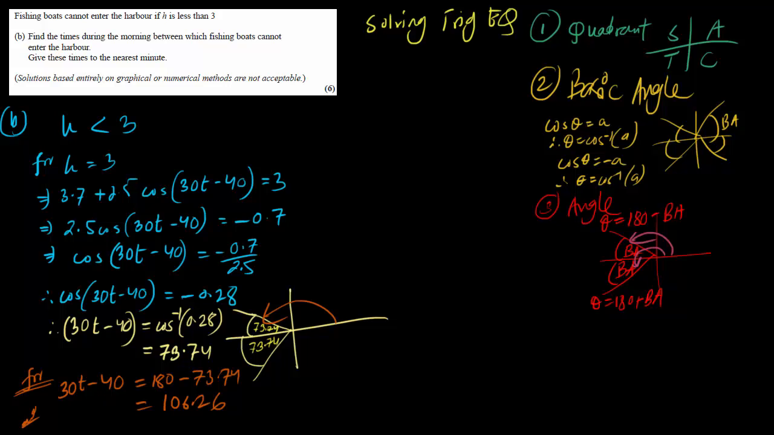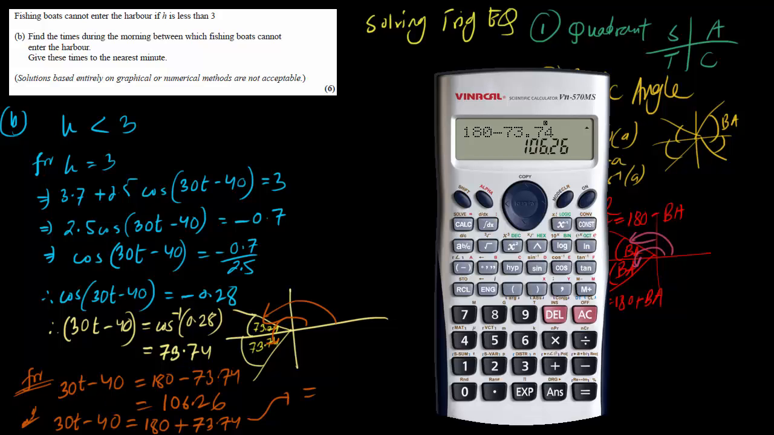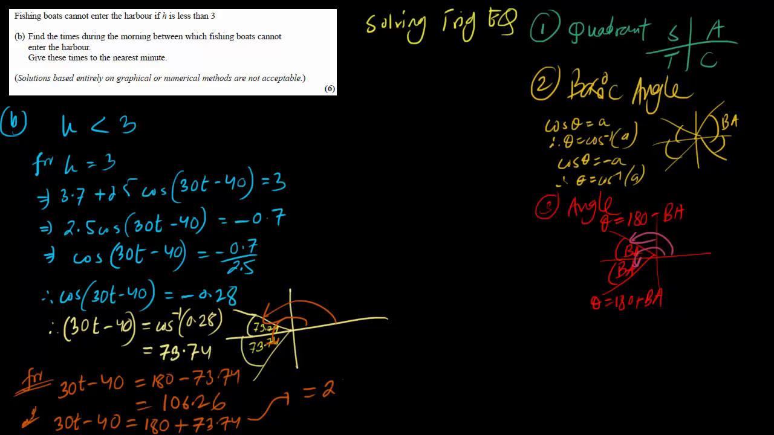And we have 30t minus 40 for the third quadrant, which is this one. This would be 180 degrees plus 73.74, and this would be 180 degrees plus 73.74, which is 253.74. Let me check.